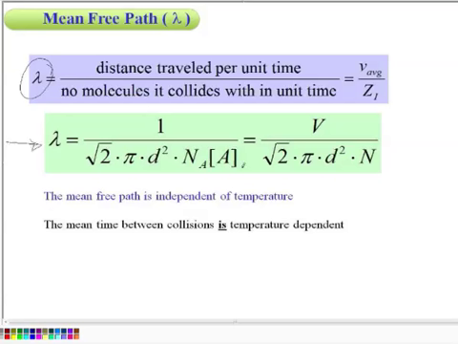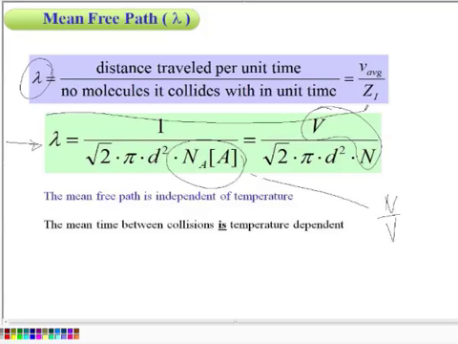So we can see that the mean free path is represented by this equation. Just put it here, then you get this one. That's why the mean free path is equal to this. I think you know that the mean free path is independent of temperature, while the mean time between collisions is temperature dependent.